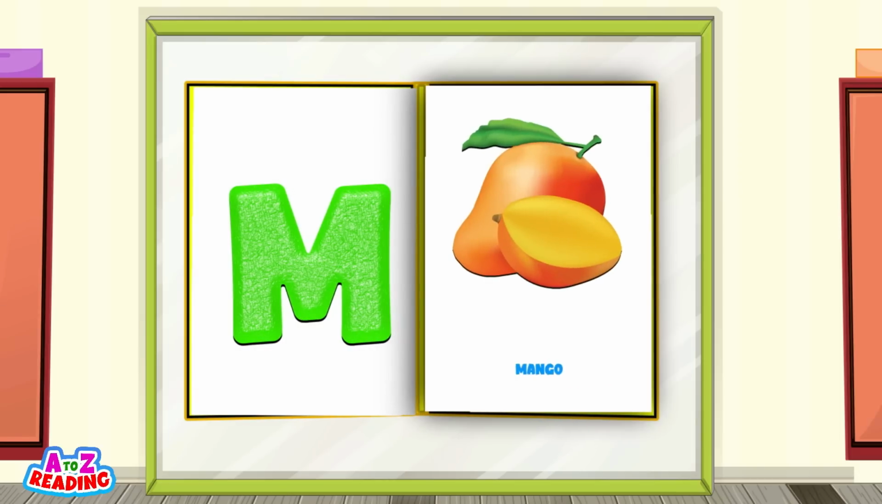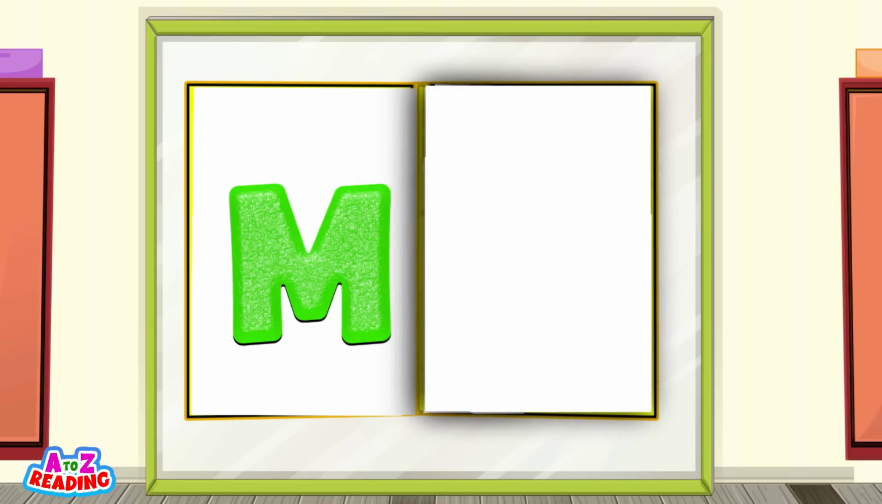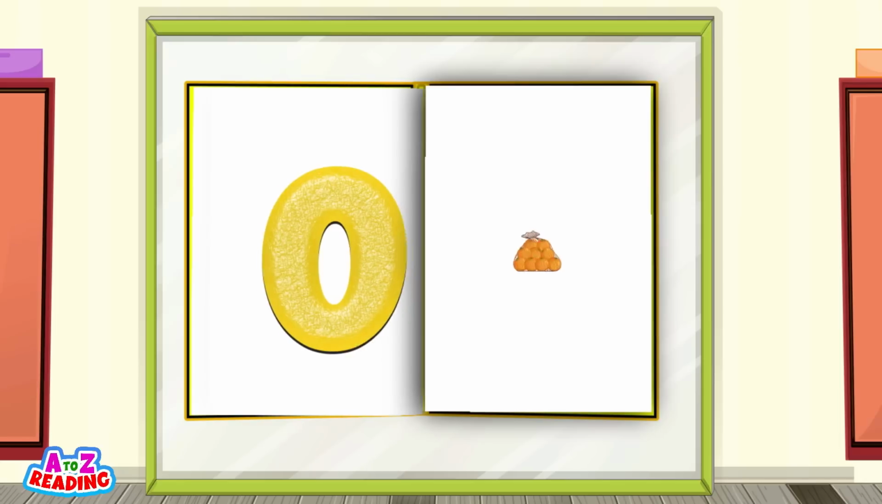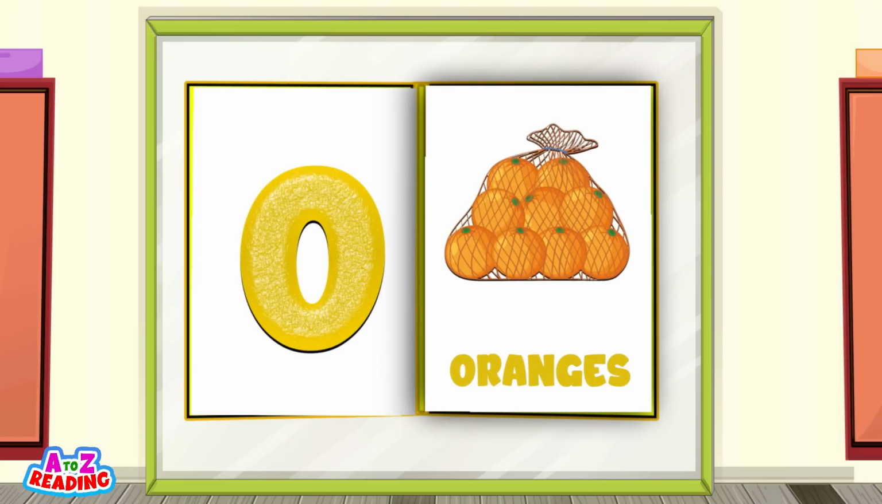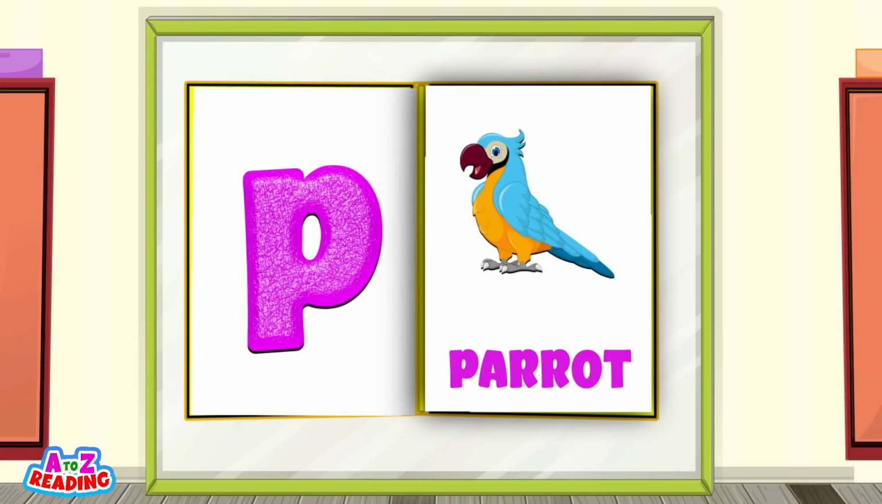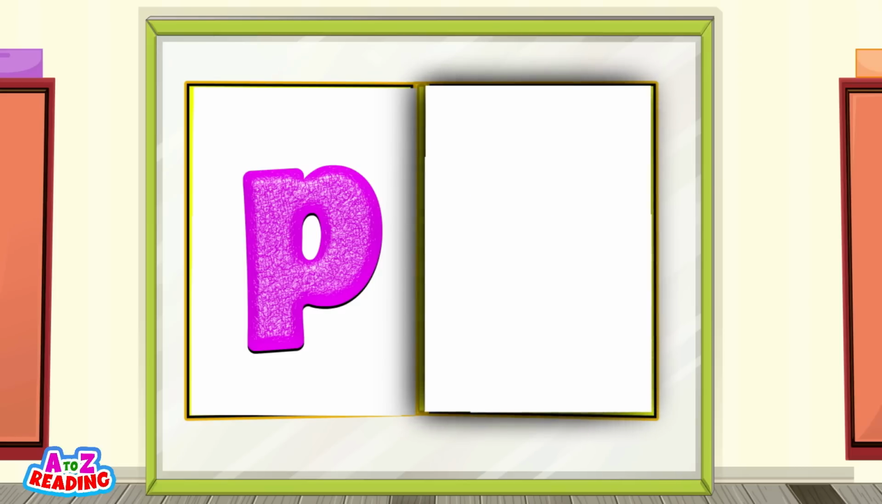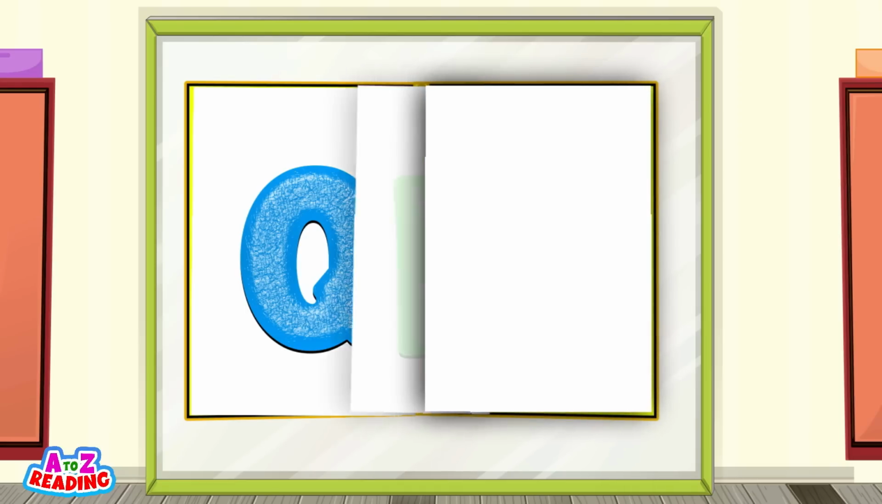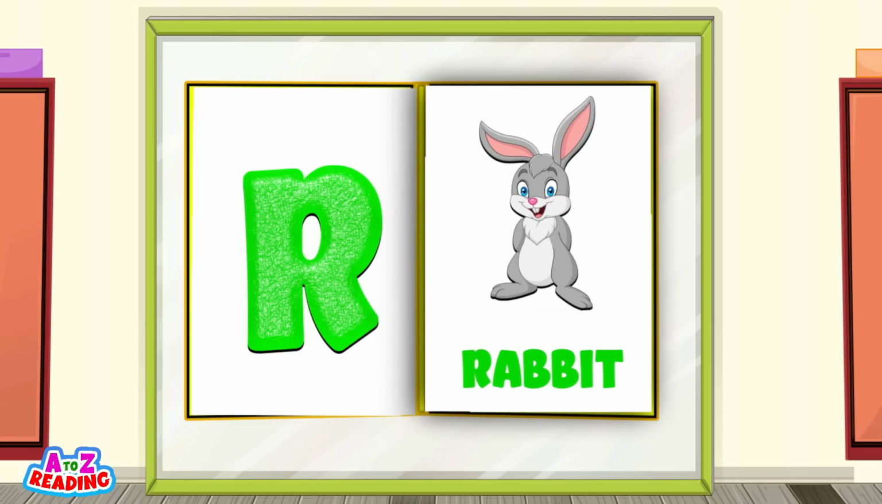M. M is for mango. N. N is for nest. O. O is for oranges. P. P is for parrot. Q is for queen. R. R is for rabbit.